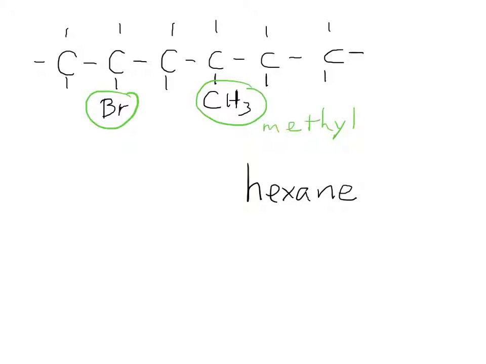To add those components to the name, we have to consider them alphabetically. Bromo comes before methyl. The number of the carbon that it's attached to becomes part of the name. In this case, the bromine is located on the 2nd carbon, so it would be called 2-bromo, 4-methyl hexane, because the methyl group is located on the 4th carbon. There are more complex variations, but the basic rules remain the same.